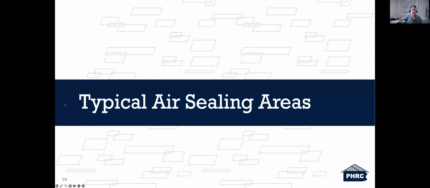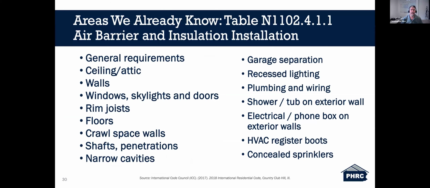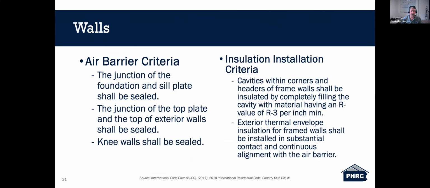So jumping into some air sealing areas within dwelling units, this again is probably going to be a refresher, a recap on the majority of this stuff, but some areas that need to be looked at for our air barriers and insulation: our general requirements, our ceiling and attic, our walls. These are all components out of the air barrier, air sealing, insulation installation table. We already looked at a couple of those.